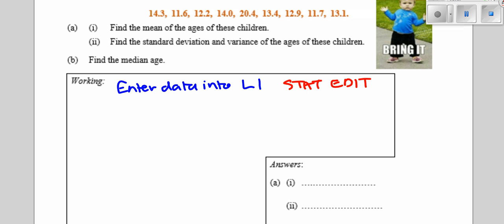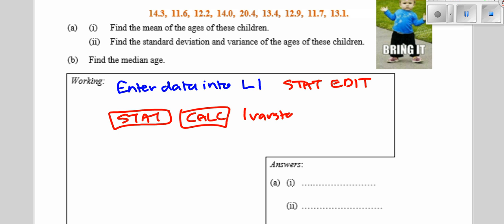And then what do you press after you've entered it? You should be entering your data. In order, or do we just put it randomly? Yeah, no, the data doesn't have to be put in order at all. And it's not a frequency table.